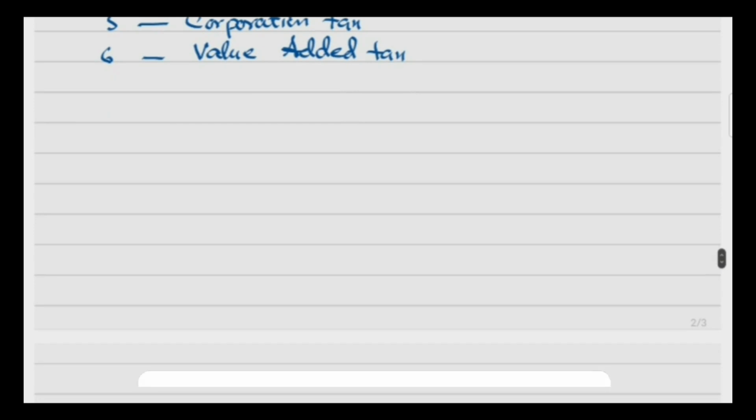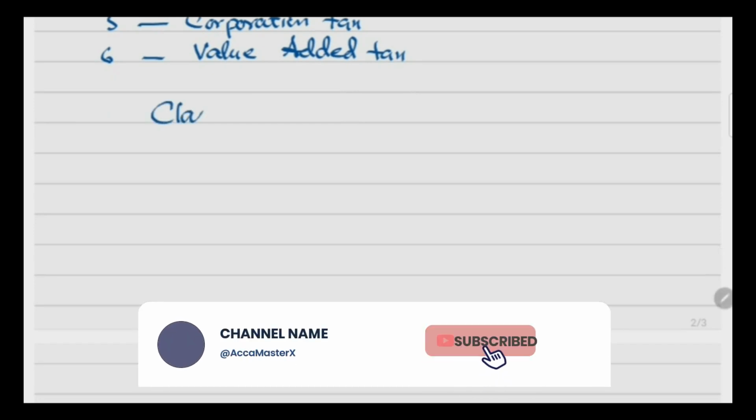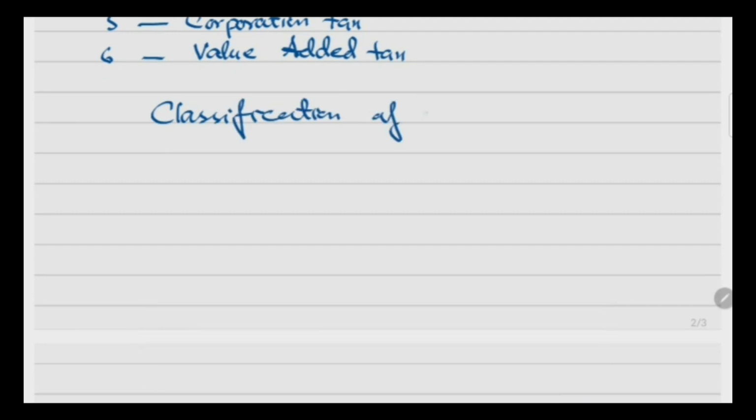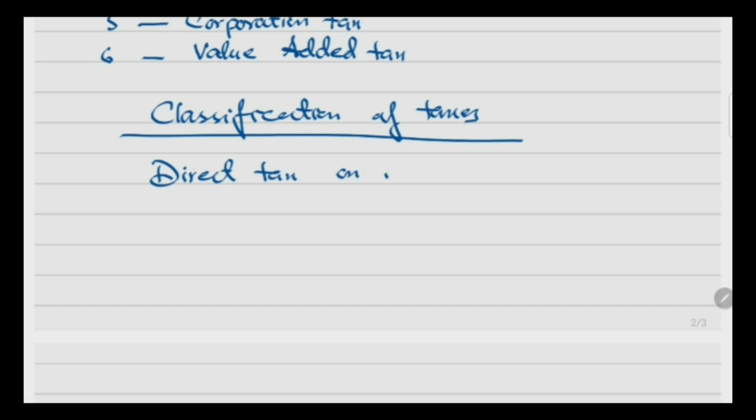Now we will discuss the classification of taxes. Taxes can be classified as direct tax or indirect tax, and also they can be classified as revenue tax and capital tax.